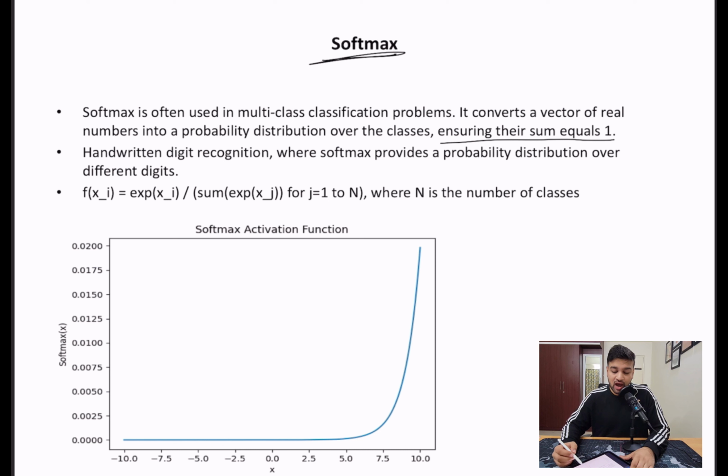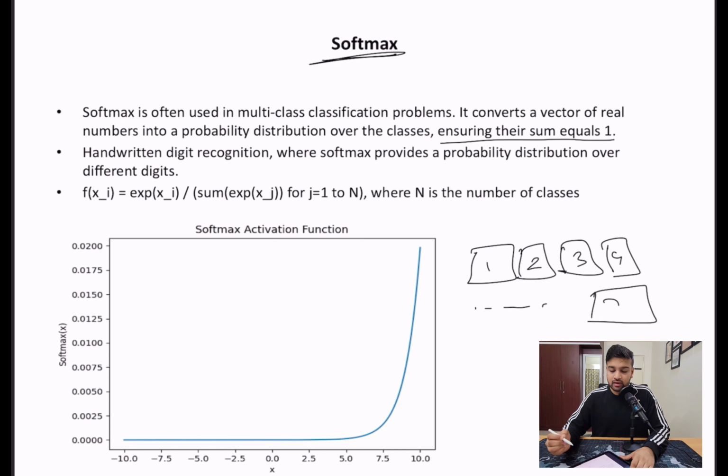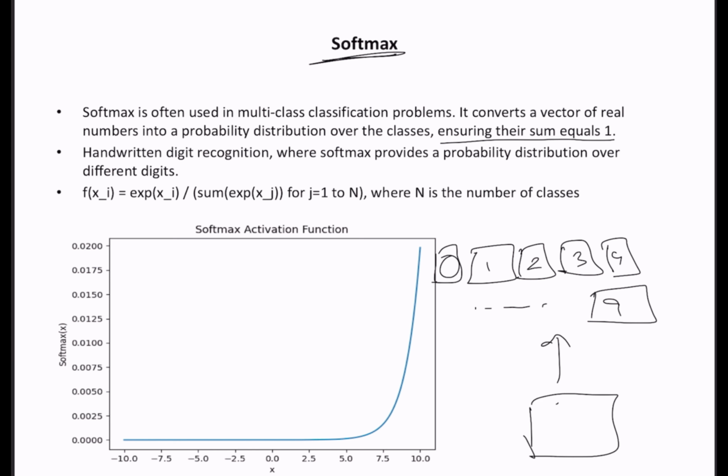For example, if you have a task of identifying what digit it is, right? You can have 1, 2, 3, 4, and you basically have 10 classes, 0 to 9. And you are fed an input. So if I feed an input like this, then I have to predict what that image is, or in which class this image falls, right?